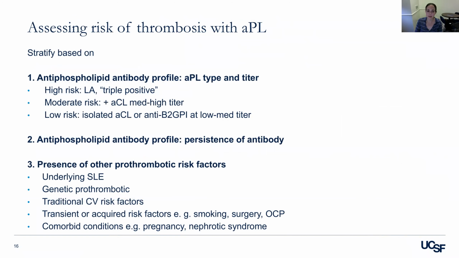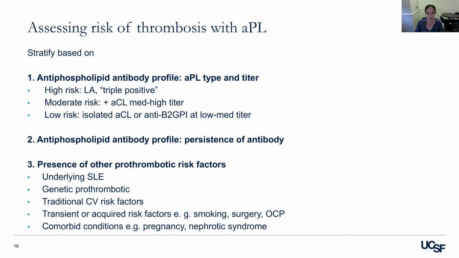So based on that data and then other studies as well, when you're thinking about the risk of thrombosis in your patients that have antiphospholipid antibodies, I think using this risk stratification can be helpful. So first, what is their antiphospholipid antibody profile, both in terms of the type of antiphospholipid antibody that they have and the titer. It seems that the patients who are at highest risk are those who are lupus anticoagulant positive and or who are triple positive as outlined in the previous study. Secondly, what's the profile in terms of persistence? As we just saw, those who have persistently positive antibodies at high titers are at higher risk.